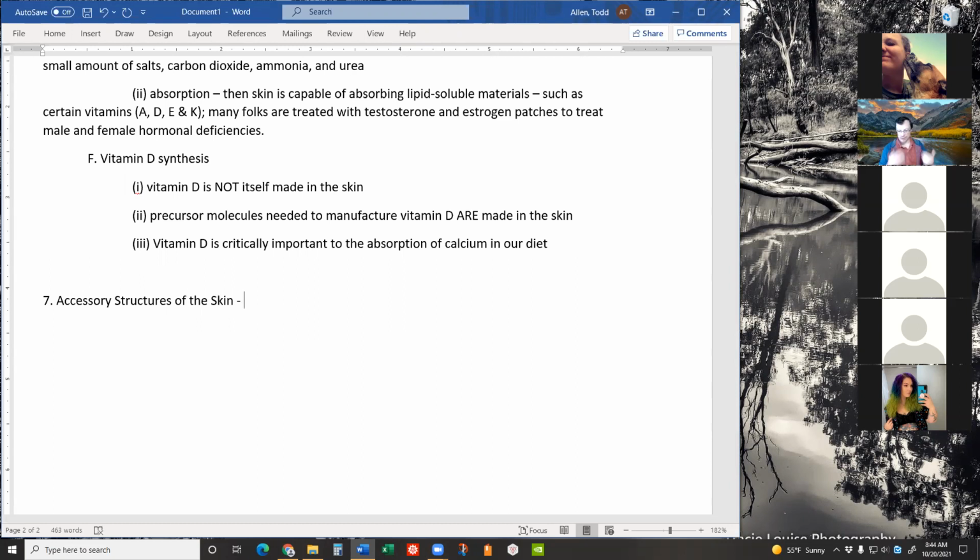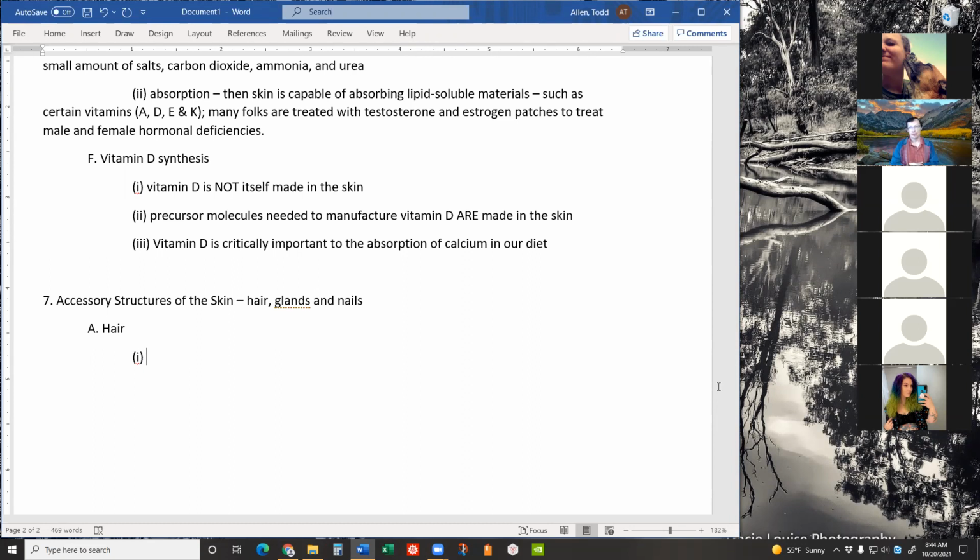So when I say accessory structures, I'm talking about hair, different types of glands, and nails. All right, let's talk about hair. Hair does a number of things for us. Hair does provide a limited amount of physical protection, very limited, but still a little bit, to our scalp, right?